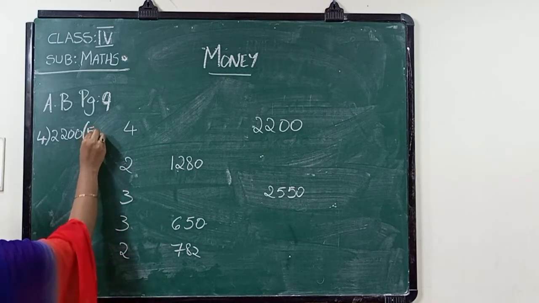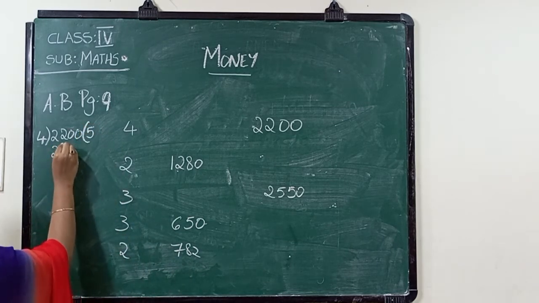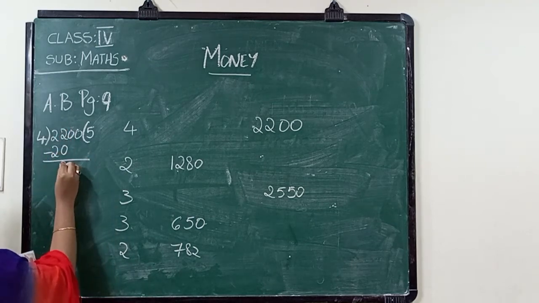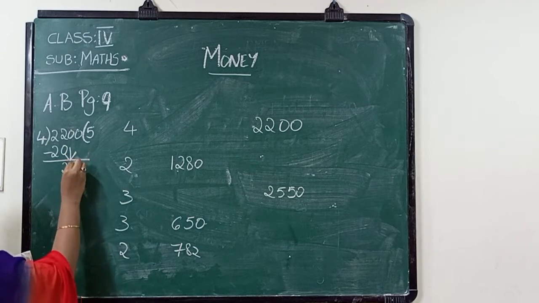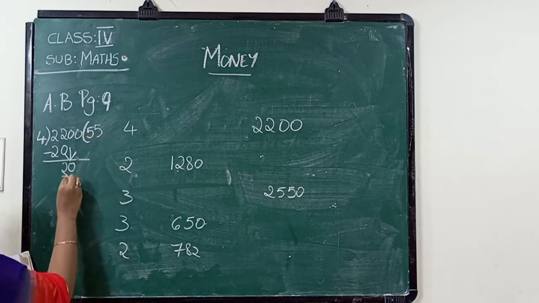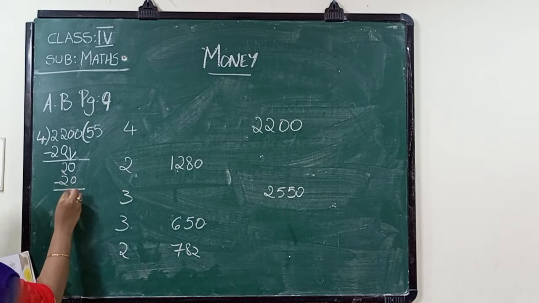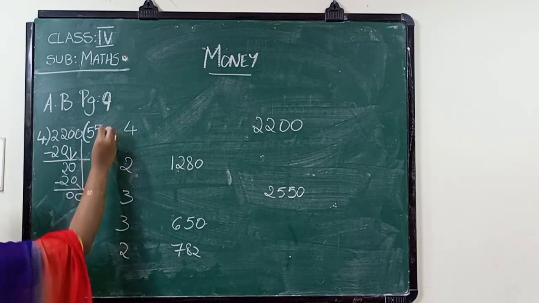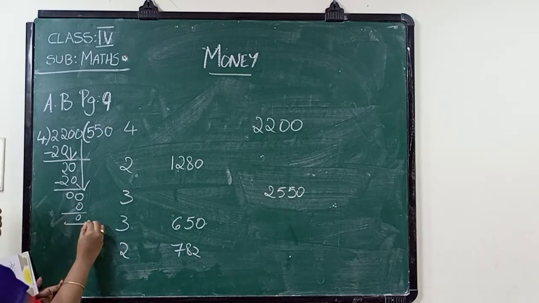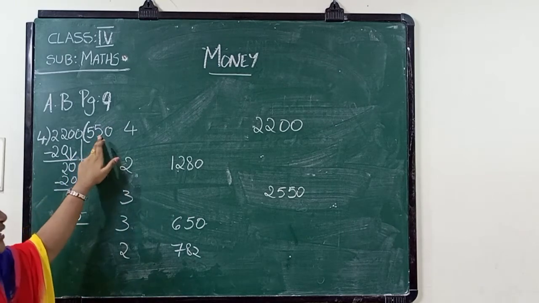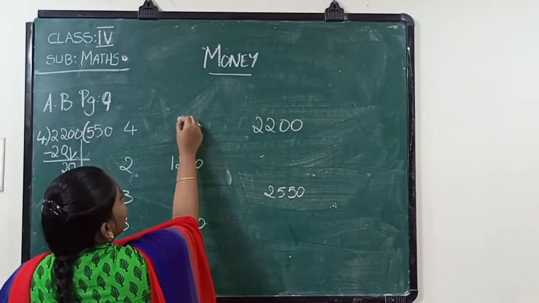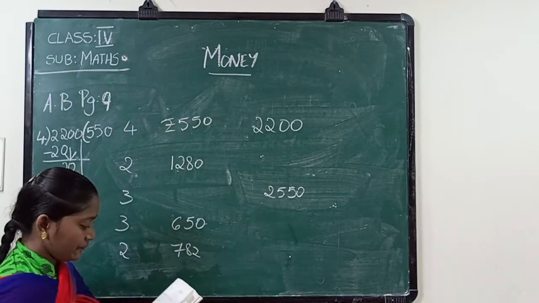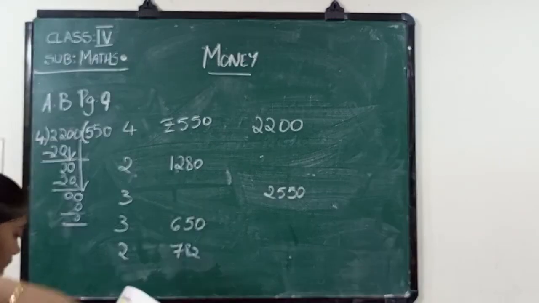22. So here 20. So we have to do minus here. 22 minus 20 is 2 and again bring down a 0. Again 4 5s are 20. 20 minus 20 is 0. Again bring down 0. 4 zeros are 0. So what is the cost of each shirt? Each shirt cost is 550 rupees.